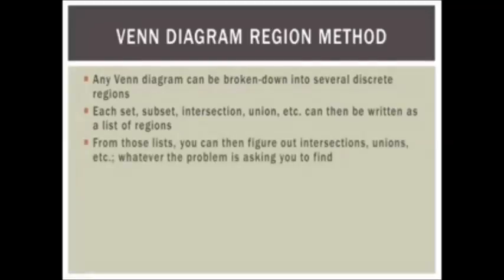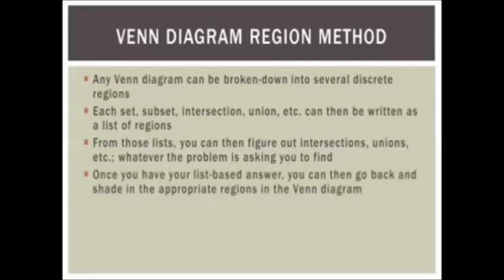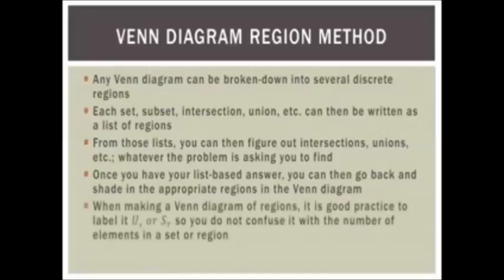Now, from those lists, you can then figure out intersections. You can figure out other unions, or whatever the problem might ask you to find. And of course, once you have your list-based answer, you can then go back and shade in the appropriate regions in the Venn diagram itself. Again, this will all make sense when we do the examples here in a second.